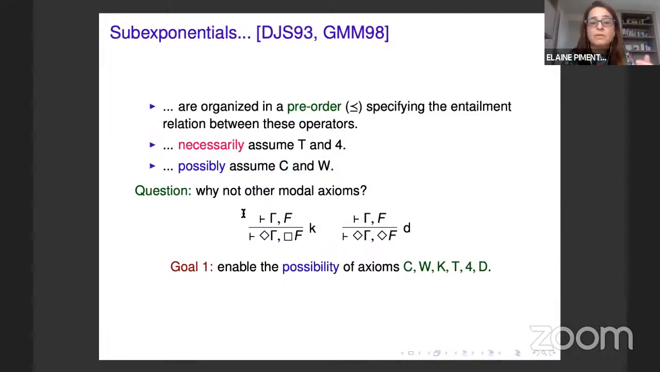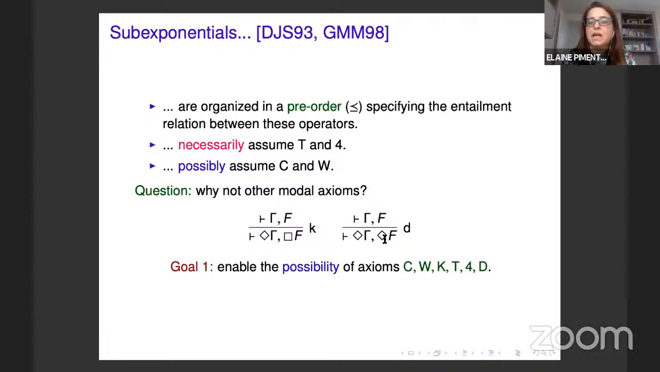So as we are dealing with some sort of modalities here, why only contraction, weakening, and T and 4? Why don't you think about K and D, right? So K is this rule here where it looks a lot like promotion. You can promote the box only if you have diamonds, and your context is always with diamonds. But then when you move up, the diamonds are not persistent. You forget about them when you move up in the proof.